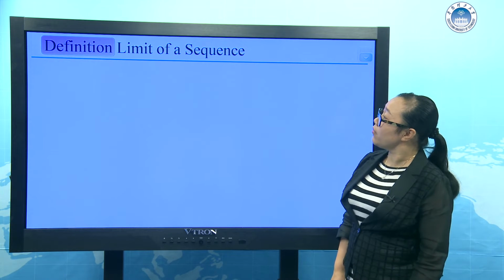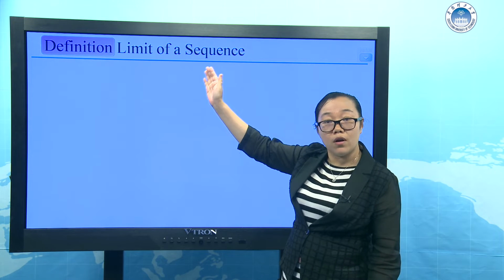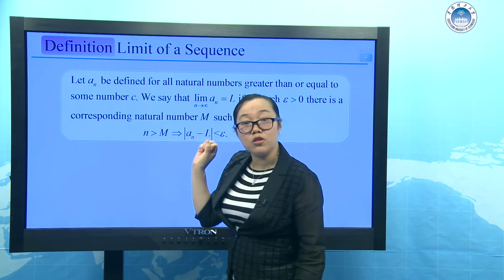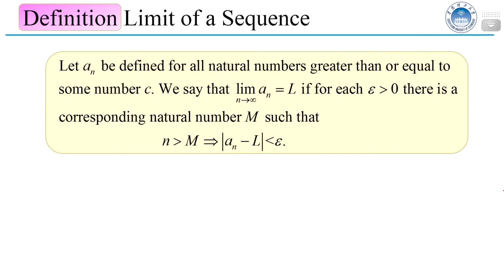Look at another definition: the limit of a sequence. Let a_n, some sequence, be defined for all natural numbers. At this time, the variable is the natural number n greater than or equal to some number c. We will say the limit as n tends to positive infinity equals L.